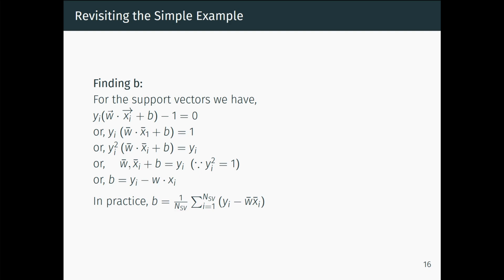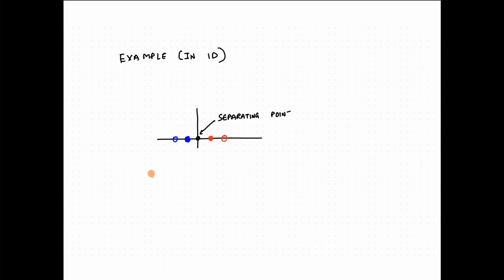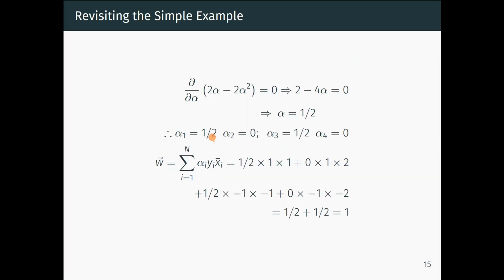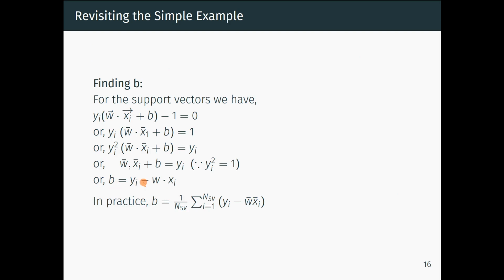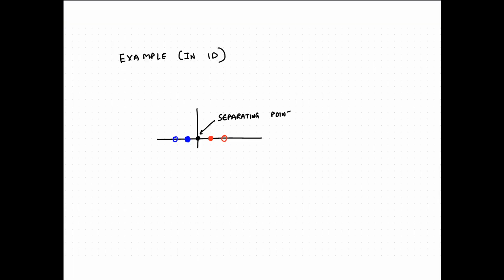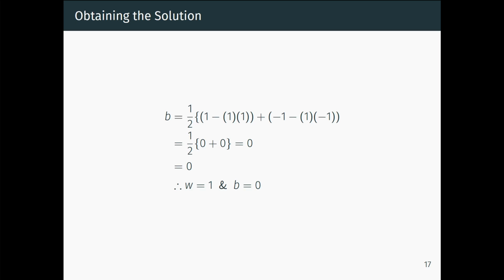So let's try and solve this for the first example. For the first support vector, yi is 1, w we already know is 1, and xi is also 1. So I'm talking about this example: yi is 1, xi is also 1, and w we have calculated to be 1. So b will turn out to be 0. If we do it for the other example also, yi is -1, w is 1, and xi is also -1. So if you do the calculation, you will again get b equal to 0.